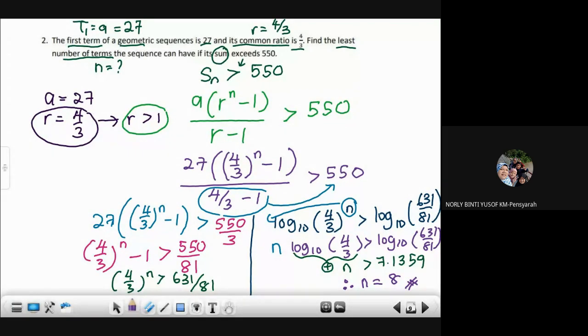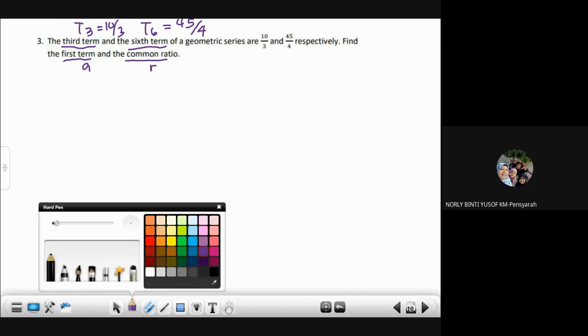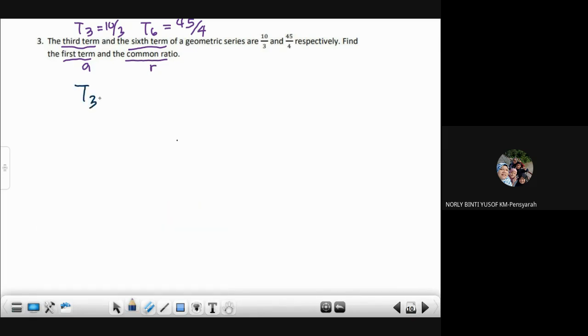Okay, then kita pergi pada third example. The third term, T3 lah. And the sixth term, T6. Our geometric series are 10/3, 45/4 respectively. Find the first term and the common ratio. So sama. So kita akan buat T3 10/3. Masukkan AR 3 tolak 1 is 2 lah kan. 10/3. First equation.